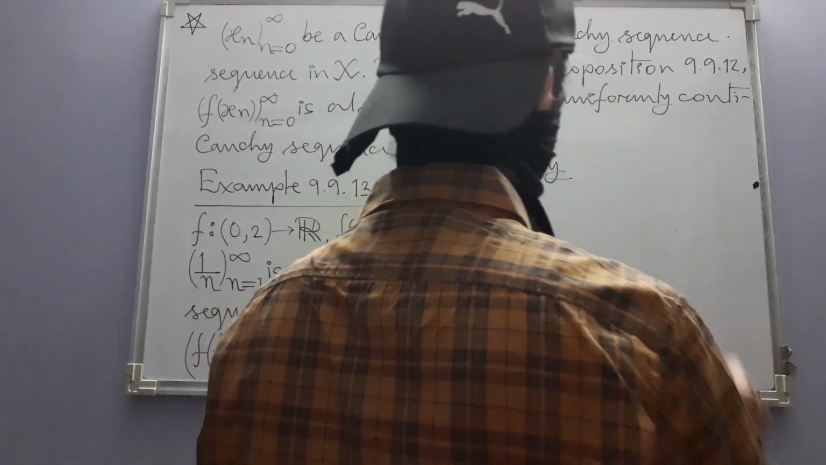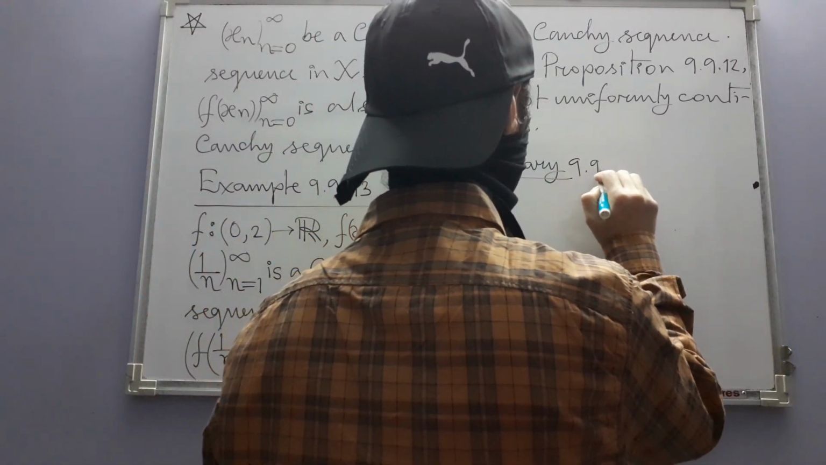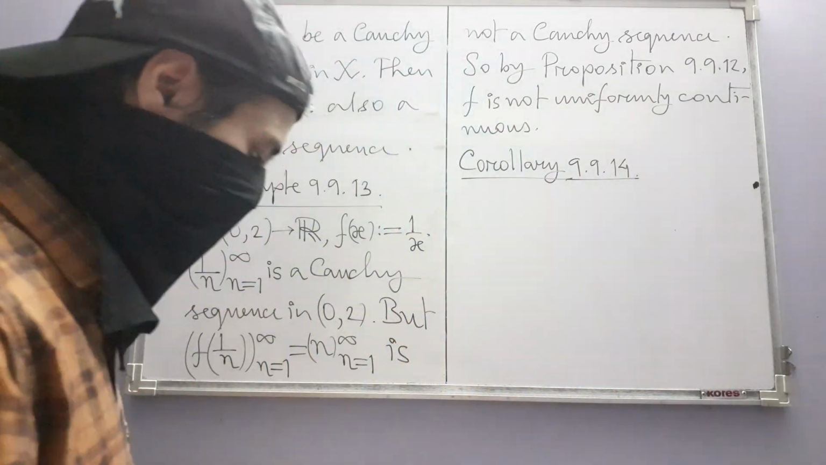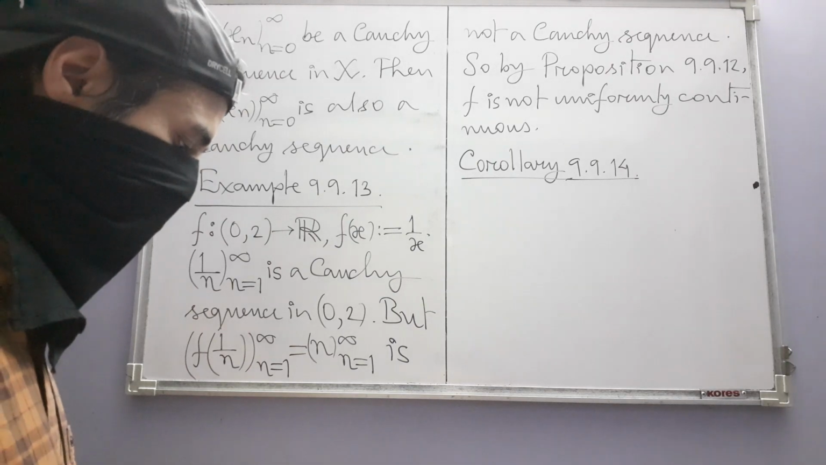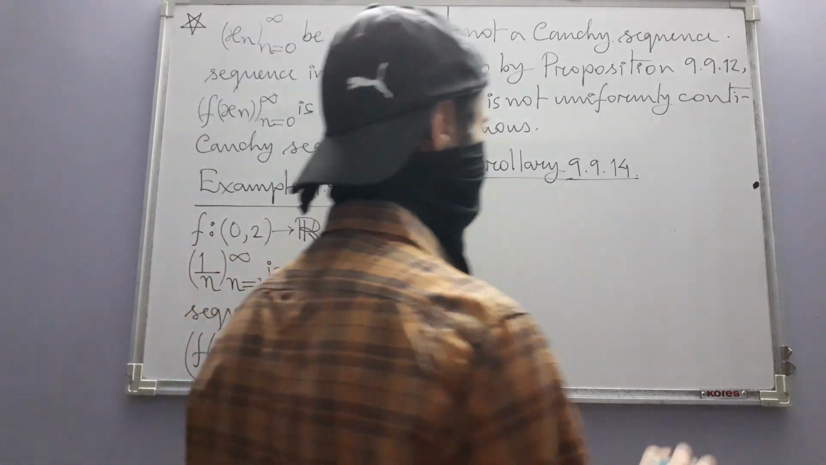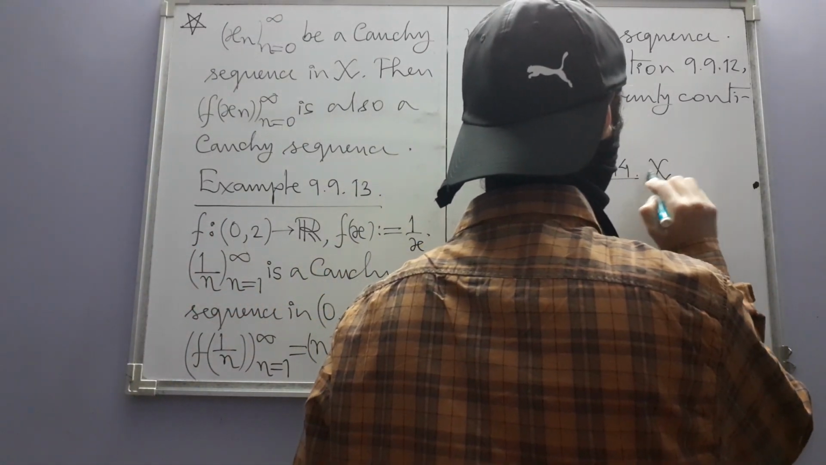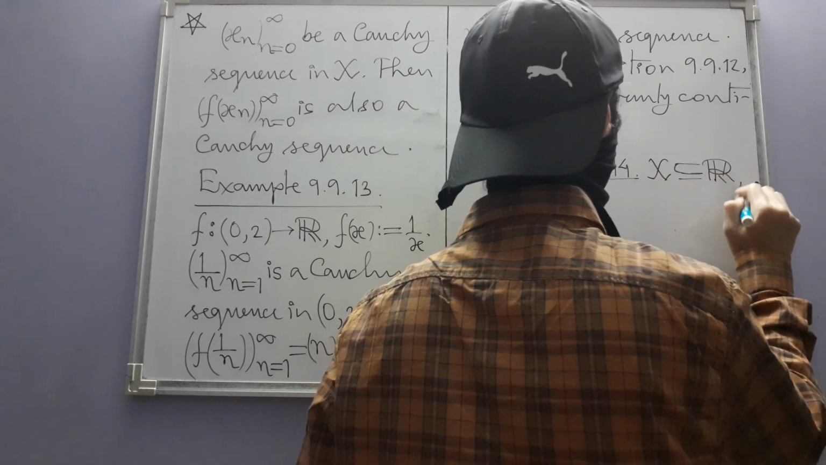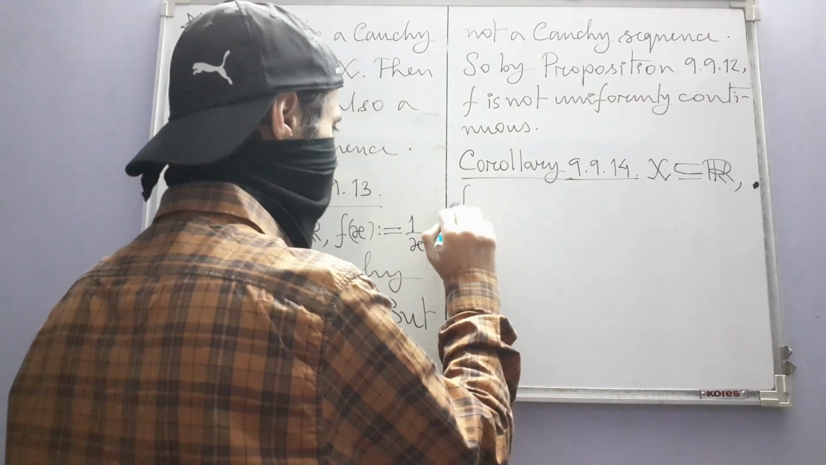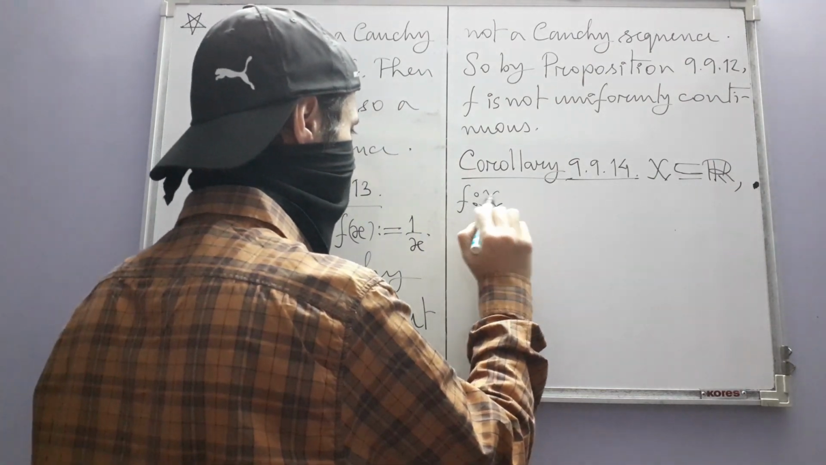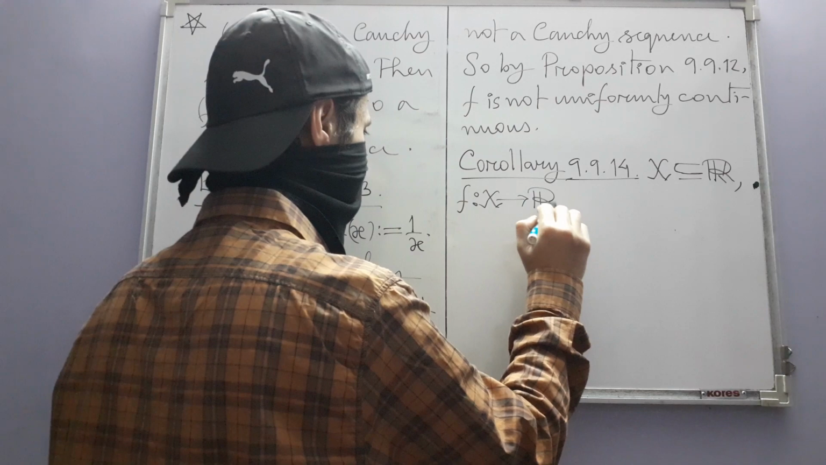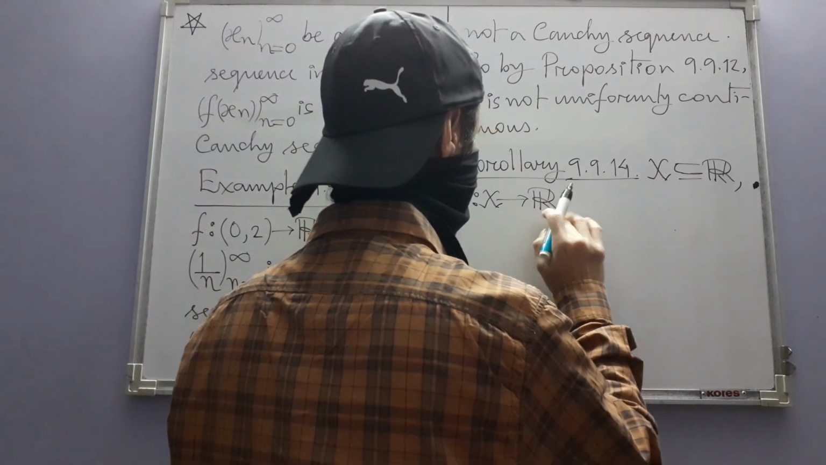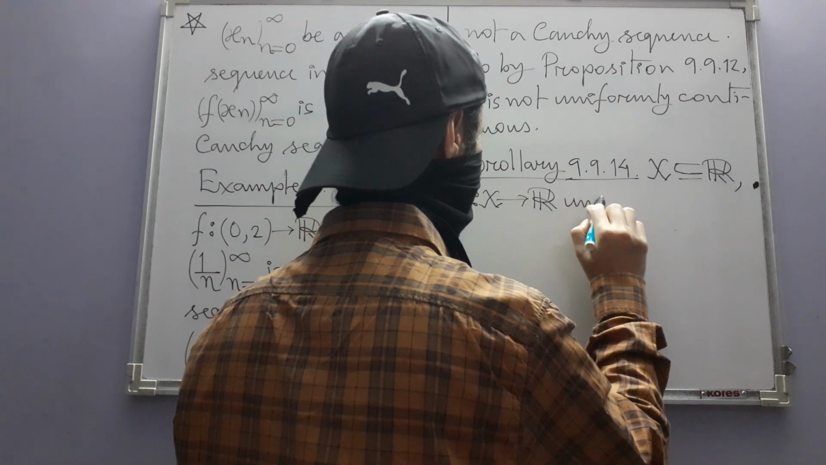So this is corollary 9914, and here the claim is this. Like before, X is a subset of R, a non-empty subset, and f is a function with X as its domain, R as its range, and that is uniformly continuous.